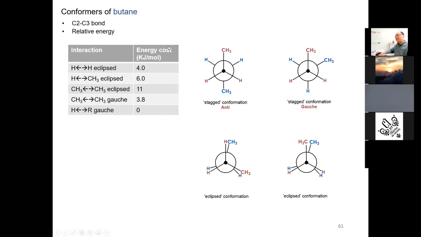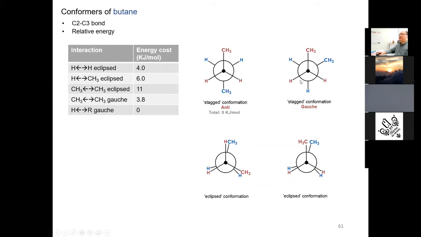So with these data, we now can calculate the torsional strain of different conformations of the butane C2-C3 bond. Let's go one by one. The first one, the staggered anti, has 0 kilojoules per mole. Why? Because all the gauche interactions, the 60 degree apart interactions, have hydrogen in them: hydrogen-methyl, hydrogen-methyl, hydrogen-methyl, hydrogen-hydrogen. So no energy cost whatsoever.